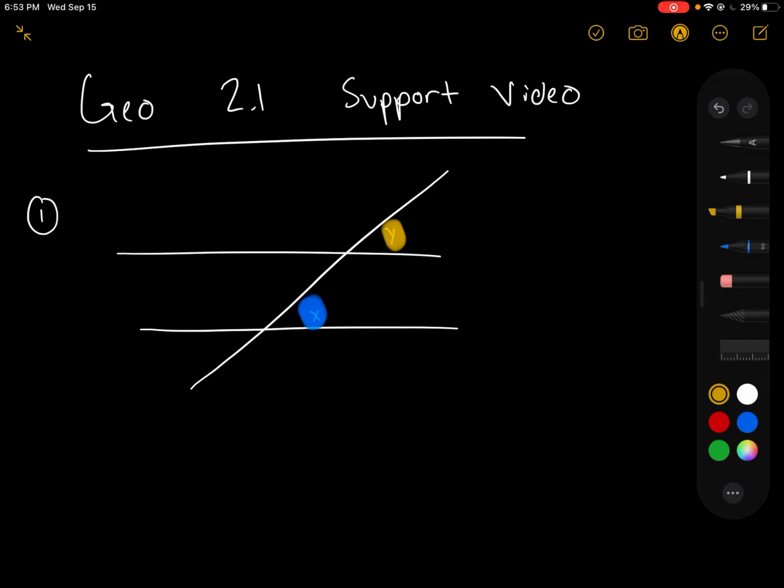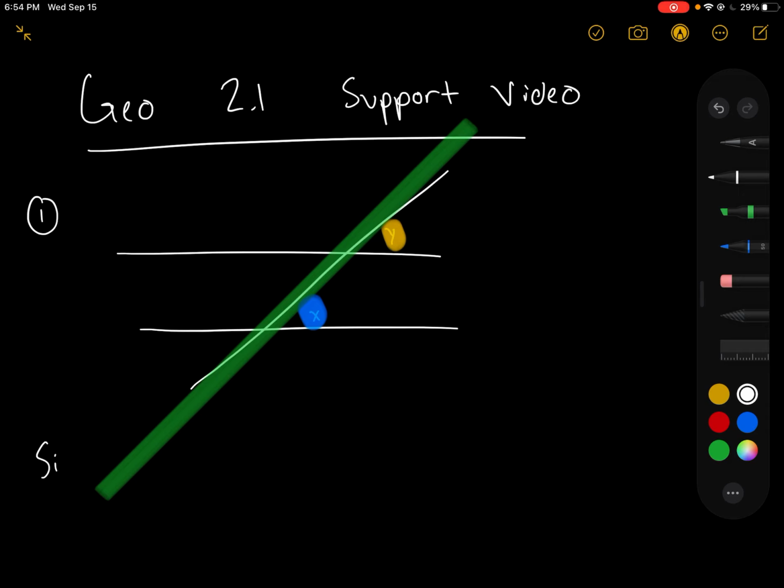Well, a good thing that I like to do is to use our transversal, or a line that cuts through the other two lines, to kind of separate it out. So that's kind of how we're going to tell the two sides. So we'll call this one here side 1, we'll call this one here side 2. And what this helps us determine is, do we have a pair of consecutive angles, or do we have a pair of alternate angles?